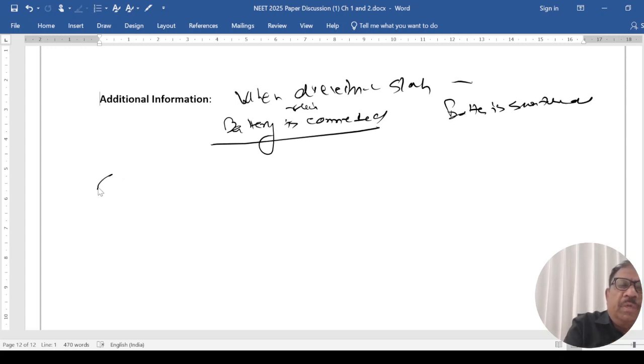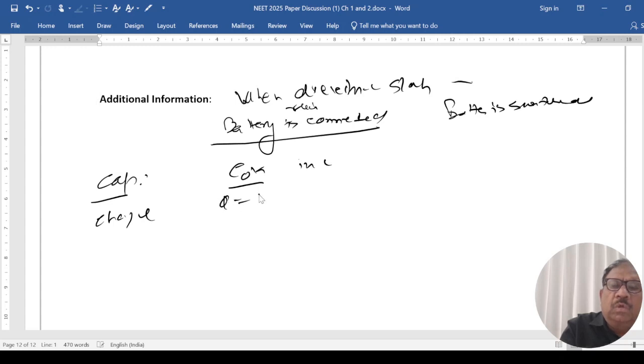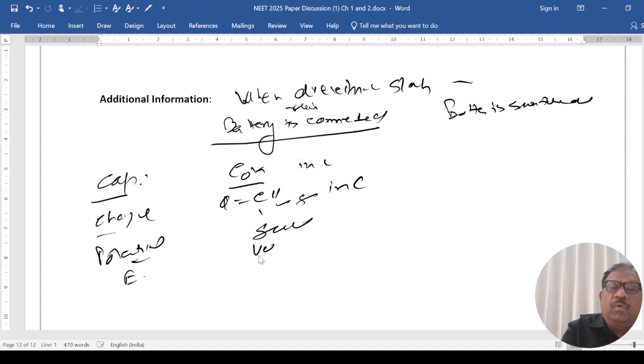The parameters: one is capacitance. Capacitance C naught by K, which means it increases. Charge Q equal to C into V. In case the battery remains connected, C increases, so charge increases. Potential, battery current, this will remain the same. Electric field V naught by K decreases. Then potential energy, half CV square: V is the same, C increases, so this increases.